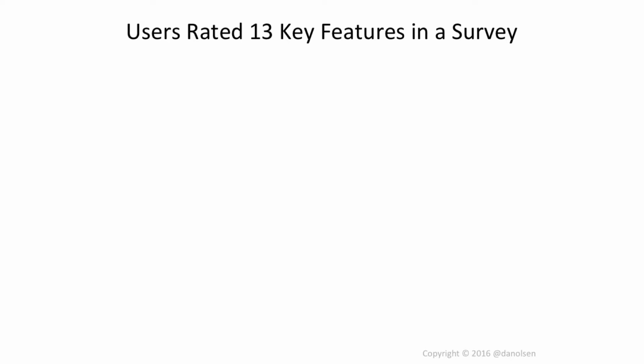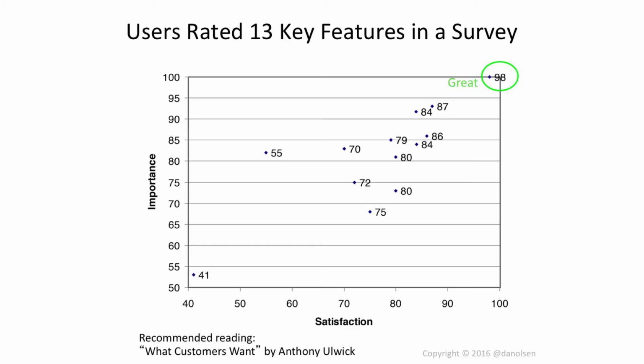Now, if it seems kind of theoretical and abstract, let me show you some real data from a product that I worked on. We had 13 key features, and we surveyed our users and asked them to quantitatively rate importance and satisfaction. And this is the data that we got. There are 13 data points. Each of those data points is one of our features. And basically, you can see the satisfaction level is what's next to the point.